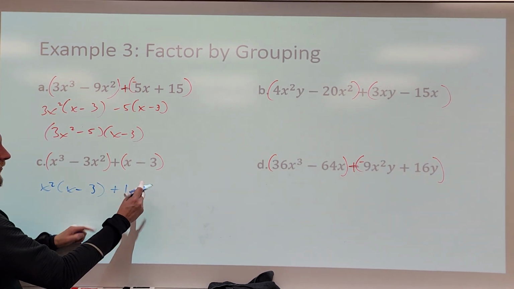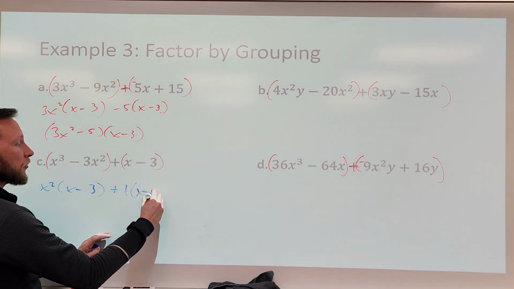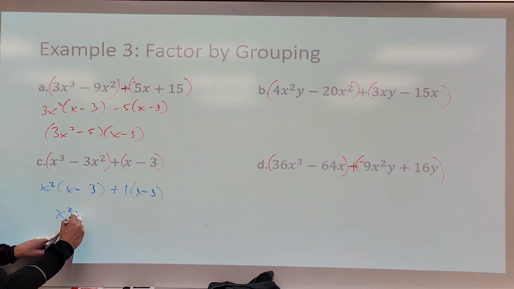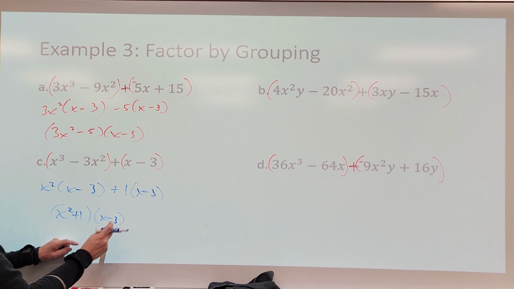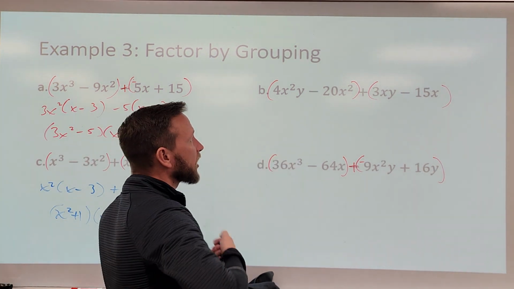Here there is no GCF, there is a 1 as the greatest common factor, 1 times x, 1 times negative 3. But we need to write that 1 so that we can complete the process here. We've got x squared and 1 right here, x minus 3 right there, and these cannot be factored further, so we're done. Over here, what do these have in common?